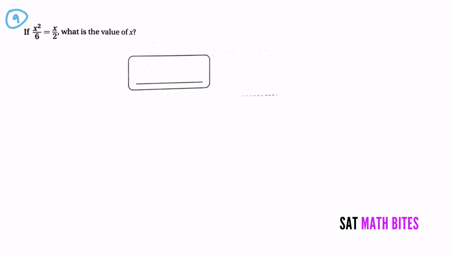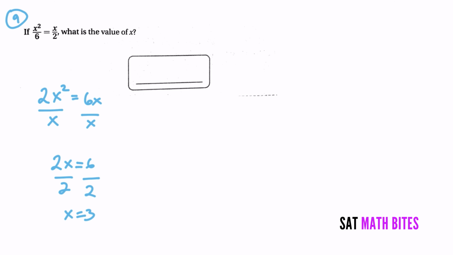Okay, problem 9, I have x squared over 6 equals x over 2. So I might cross multiply to begin. So that would give me 2x squared equals 6x. I could divide both sides by x. So that would give me 2x equals 6. Divide both sides by 2. So x equals 3. Here would be the answer.